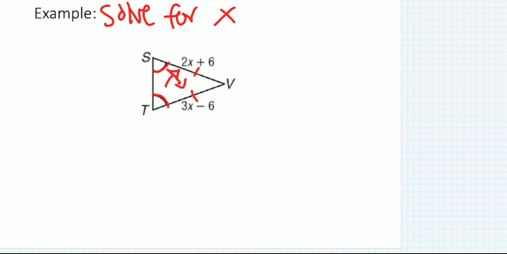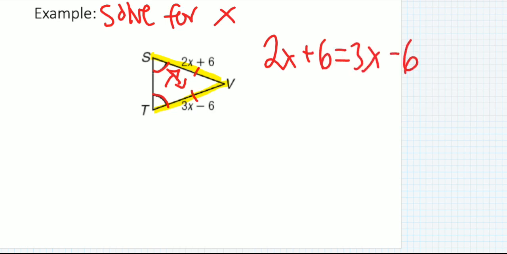And so what that means is that these two sides are congruent. They're equal to each other. And so we can set up a really simple equation. We can say they're equal to each other. That's what being congruent means. Okay. And so we would just solve this. You can decide to solve it whichever way.